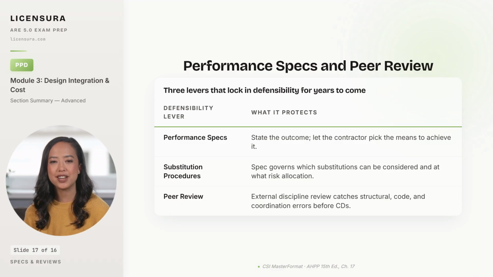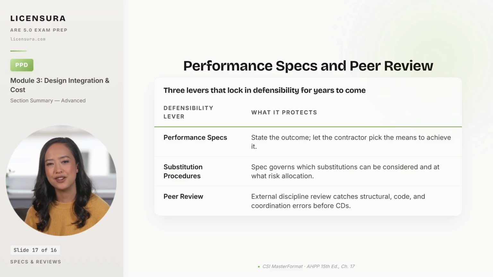And peer review is the external check that catches the errors a single design team cannot see. Structural peer review on tall and irregular buildings, code peer review on complex occupancies, and discipline-level cross-checks before construction documents. And the peer review record becomes part of the standard of care defense if a claim ever arises later.